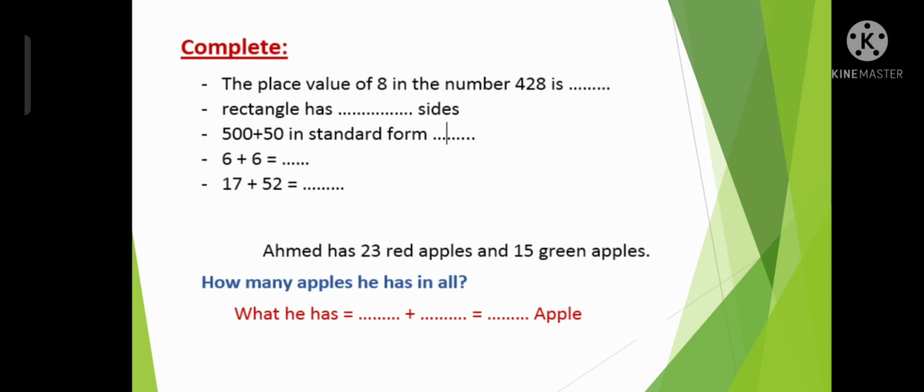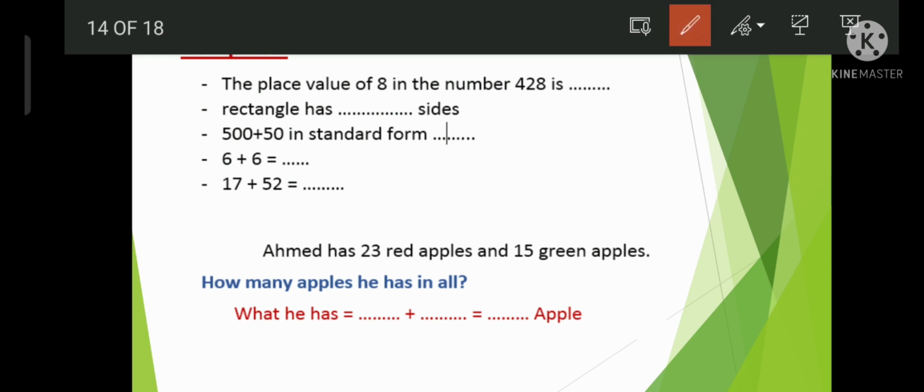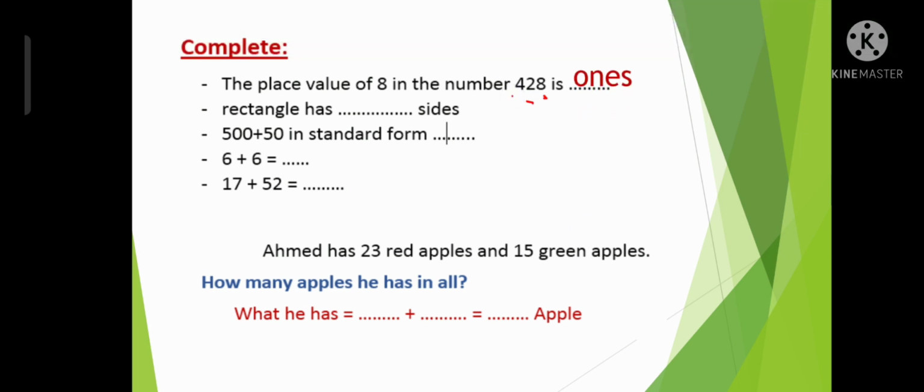The place value of 8 in the number 428. Place value, we write a word, and value, we write a digit. So we have ones, tens, and hundreds. Where 8 is in the ones place, so we write ones.